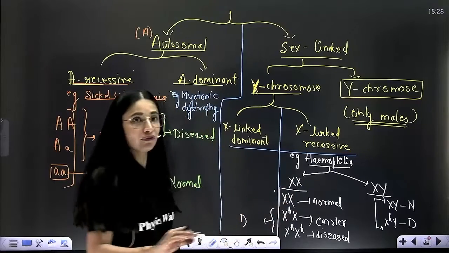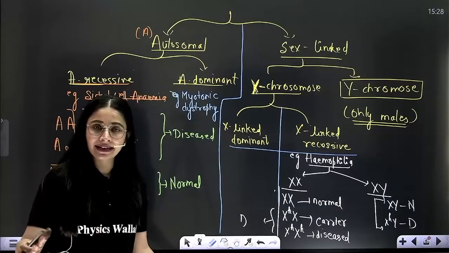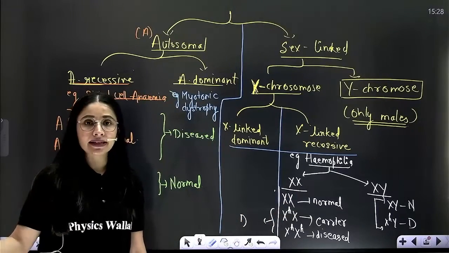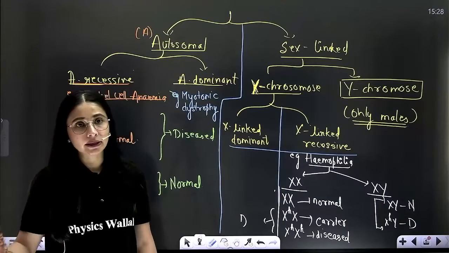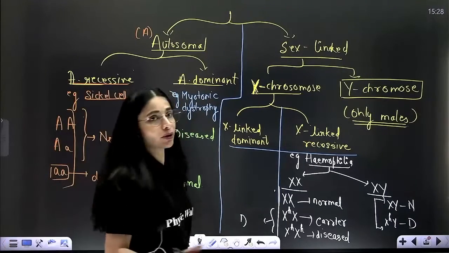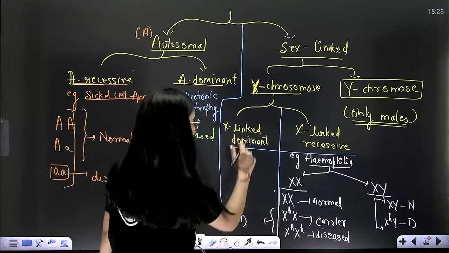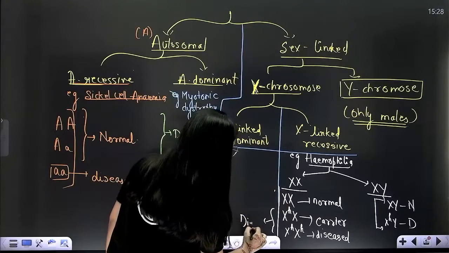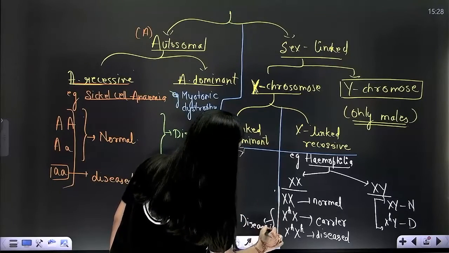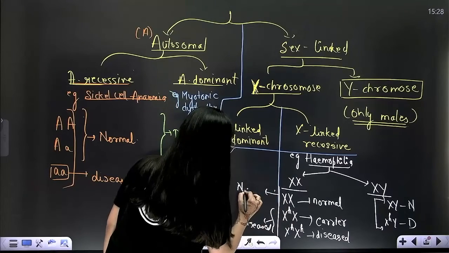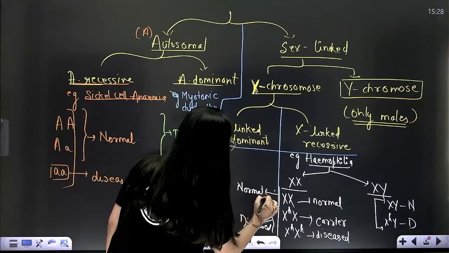Males में तो कोई फर्क नहीं पड़ेगा. Males genotype will remain the same whether it is X-linked dominant or X-linked recessive because, you know, they are hemizygous. But for females, the last two genotypes will be considered diseased, and this will be considered normal.